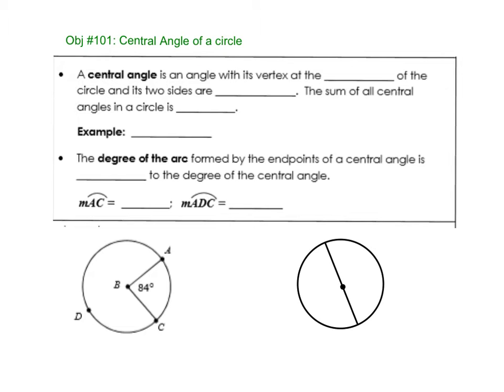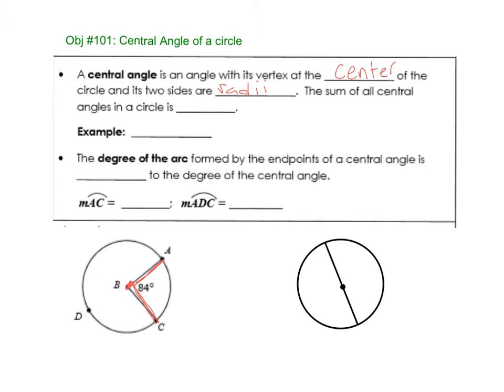I always forget to turn the pen on when I start writing. Center of the circle, and the two sides are radii. Right? Radii is the plural of radius. Okay. So if you look down below, I have angle B, or ABC, right? So the center of the circle is B, and these are two radii.